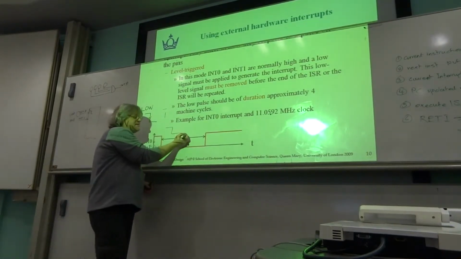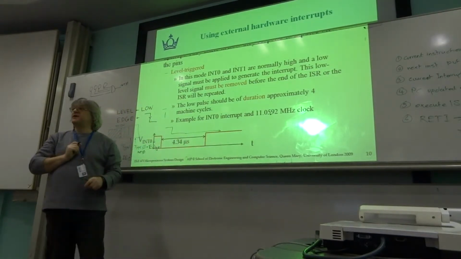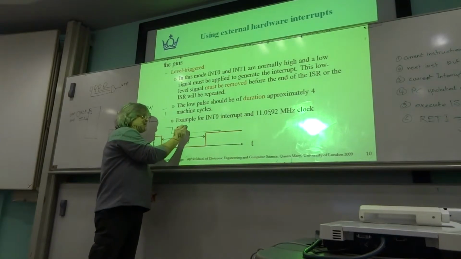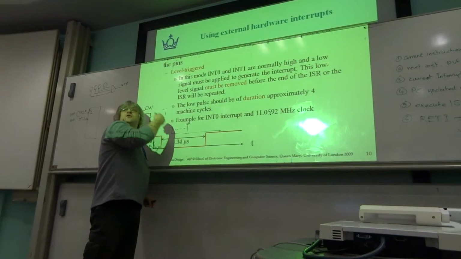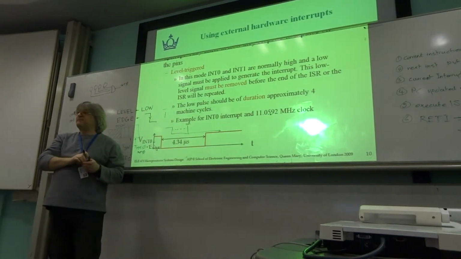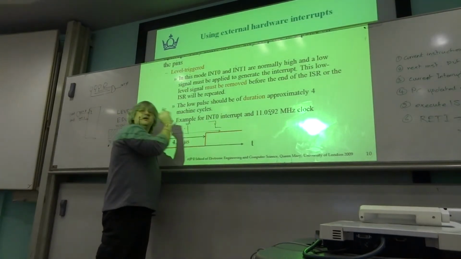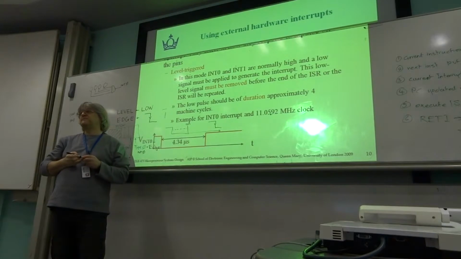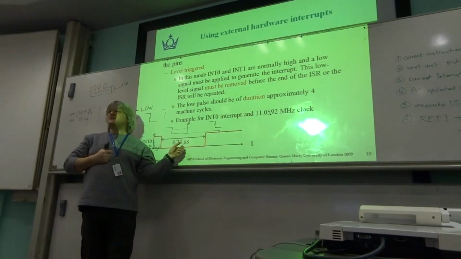The question is, if you kept this going low for a long time, what would then happen? In the case of level triggered, once you'd finished your interrupt service routine, if this was still low, you'd immediately go back into the interrupt again. In the case of edge triggered, you wouldn't, because it's only the transition from high to low that causes the triggering. So after 4 machine cycles in the level triggered one, it needs to go high.